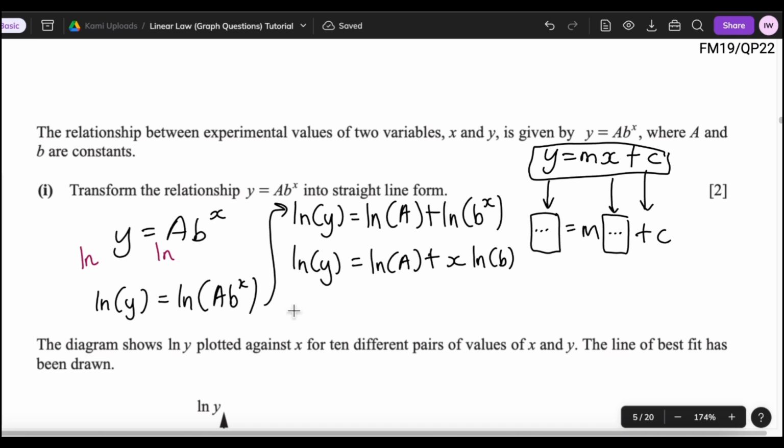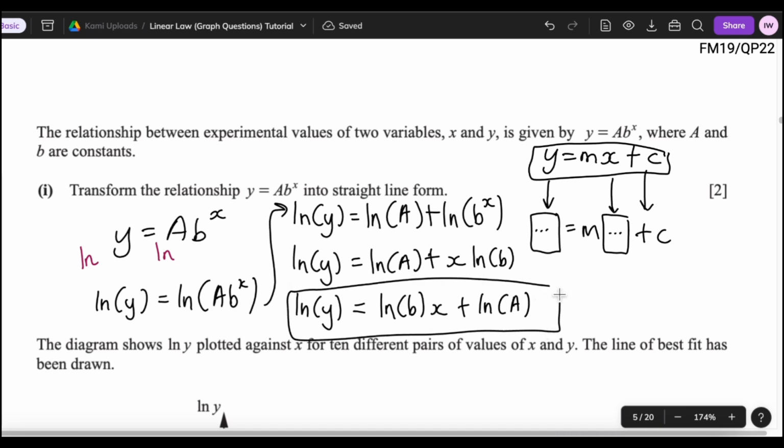So just to show you what this looks like here. If I rearrange x ln b to the front, that's going to be ln b multiplied by x. So you can write it like this. And then you can move ln a to the back. Now, why have I done it in this way? The reason I've done it is so that it resembles the something equals to m times something plus c format. Or you can call this capital Y equals to m times capital X plus c. Some of you might have learned it that way.